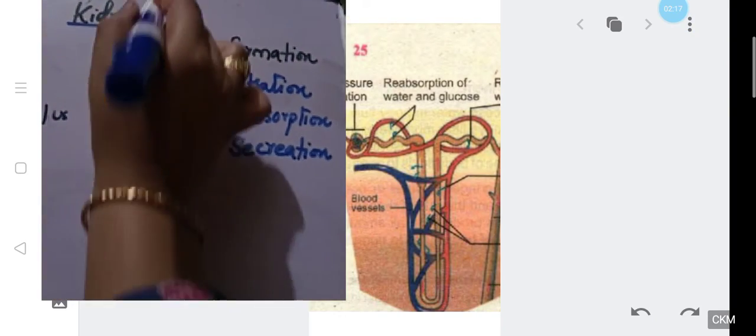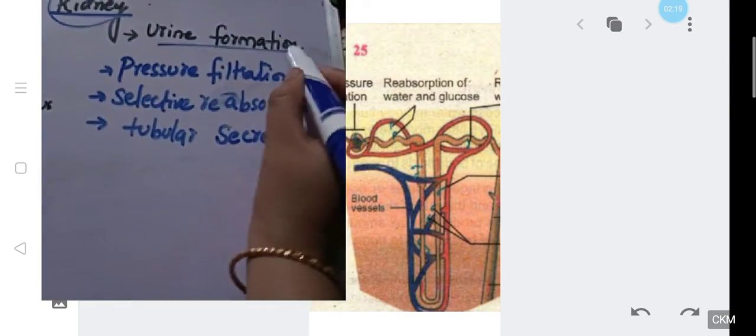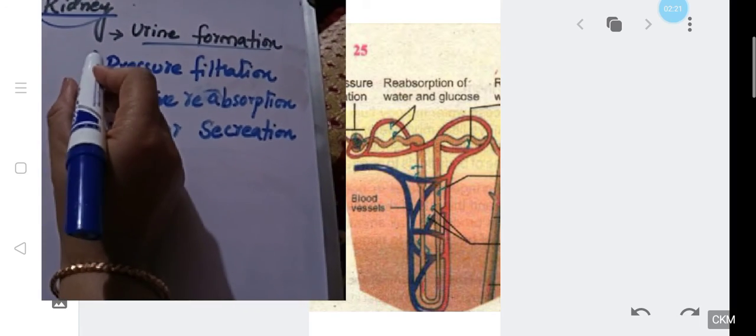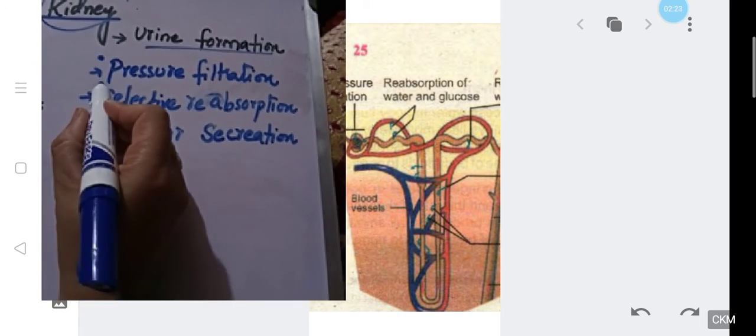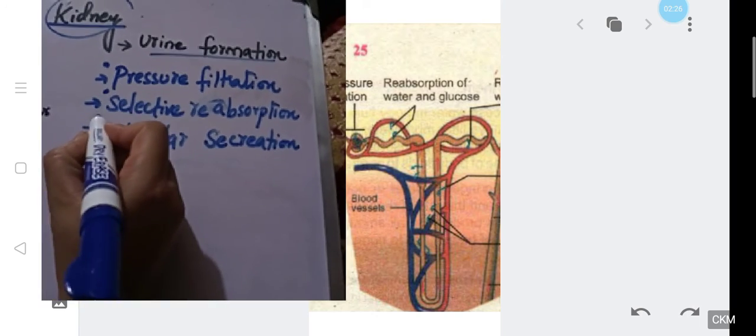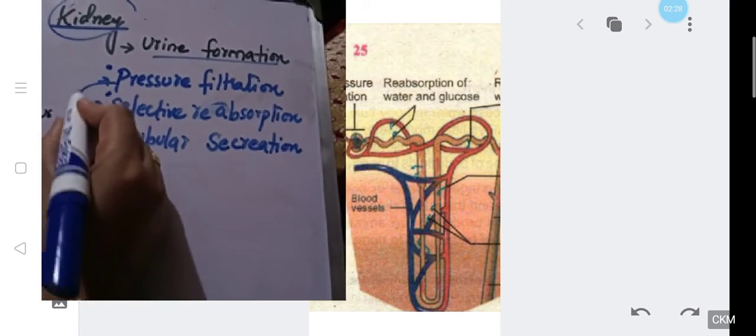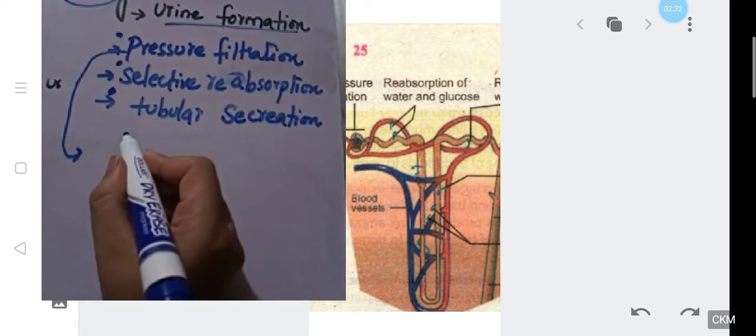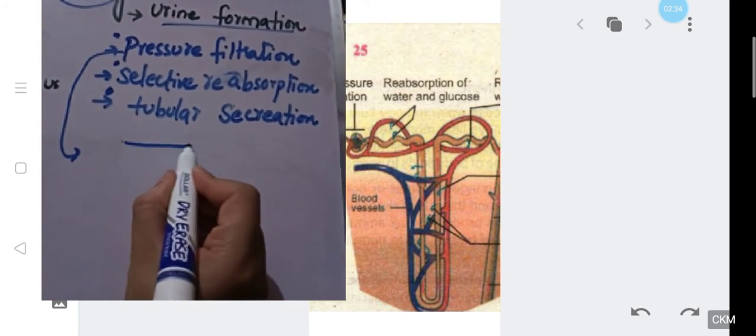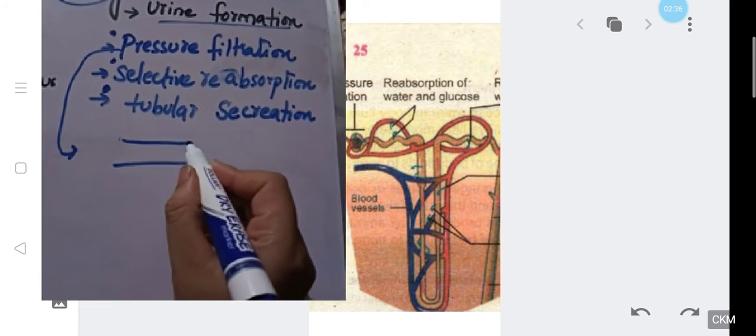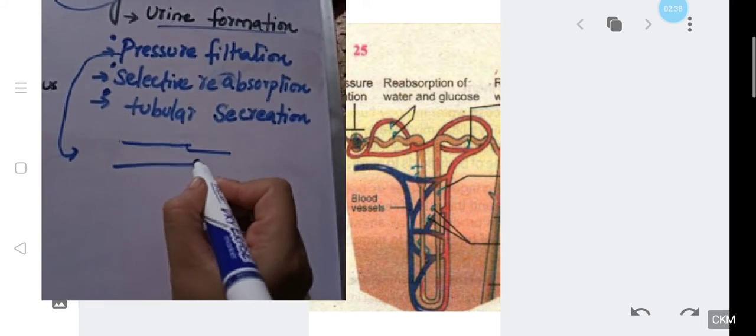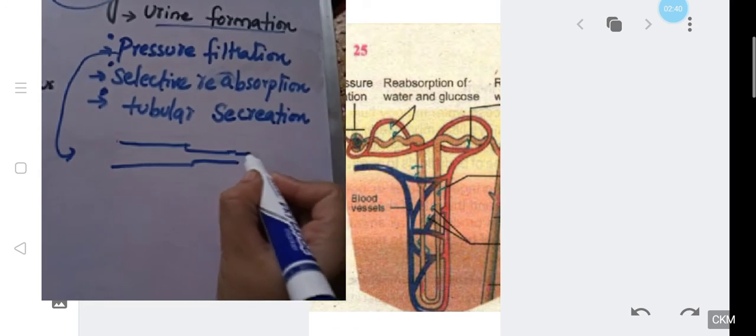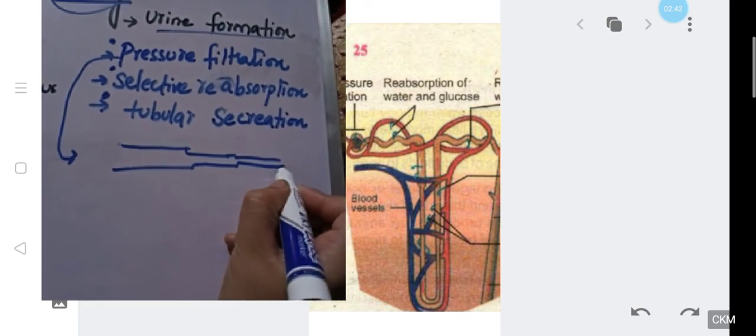Okay, we know that the function of the kidney is urine formation, and it happens in three steps: pressure filtration, selective reabsorption, and tubular secretion. So let's discuss what pressure filtration is. Before going on, you should know the rule of physics that when the area gets smaller, the pressure increases.